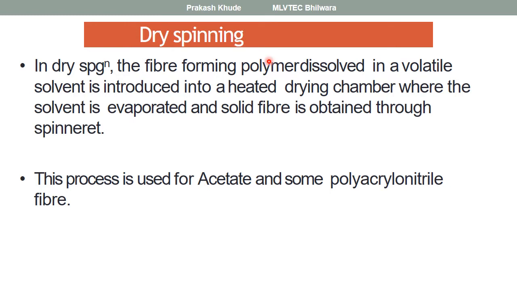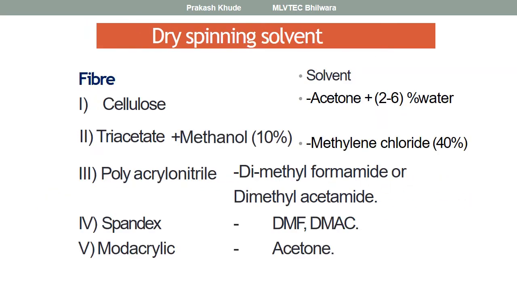Today we'll discuss basically the dry spinning system. The polymer is dissolved in a certain volatile solvent and introduced into the heated drying chamber, where the solvent is evaporated and the solidification of the filament or fiber takes place by means of hot air. This process is basically used for acetate or some polyacrylonitrile fibers. We'll see here the different fibers produced with the help of dry spinning systems and what different solvents are used depending upon the fiber which needs to be produced.